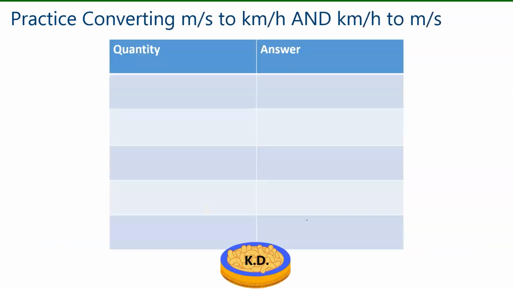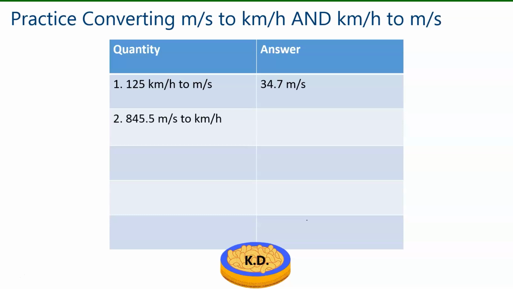So our first practice is going to be converting meters per second to kilometers per hour and kilometers per hour to meters per second. Our first quantity is 125 kilometers per hour, and it asks us to convert it to meters per second. On the bottom, you'll notice I have written KD. I have little tricks to help me remember things, and this helps me remember when kilometers per hour comes first, and I need to convert to meters per second, I divide. K for kilometers per hour, D for divide. So 125 divided by 3.6 gives me 34.7 meters per second.